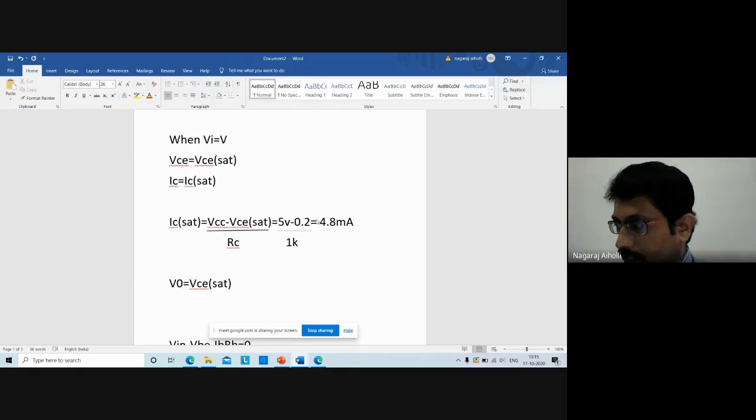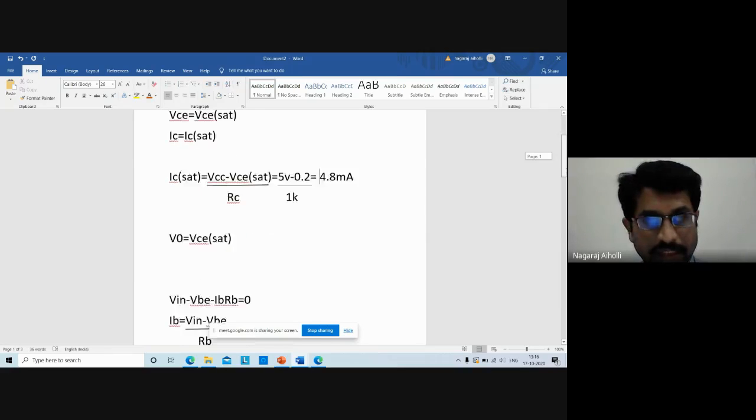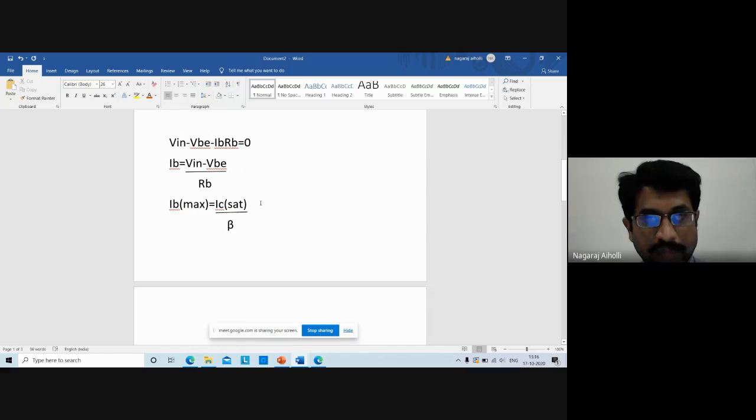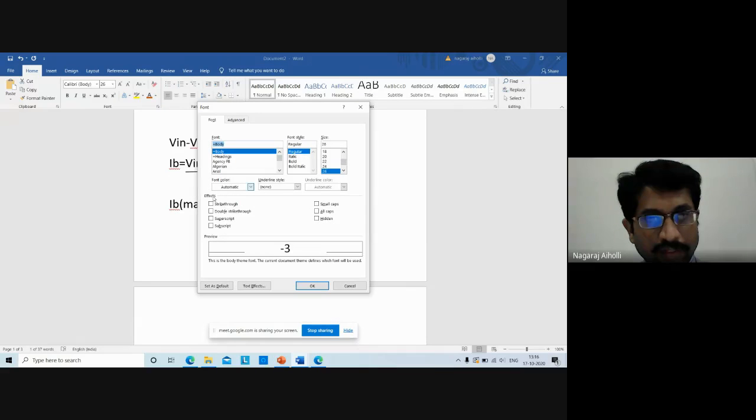Once we got the value of IC, then we can calculate the value of IB max. This is the equation for IB max: IC saturation divided by beta. IC saturation, how much we have got? 4.8 into 10 raised to minus 3.